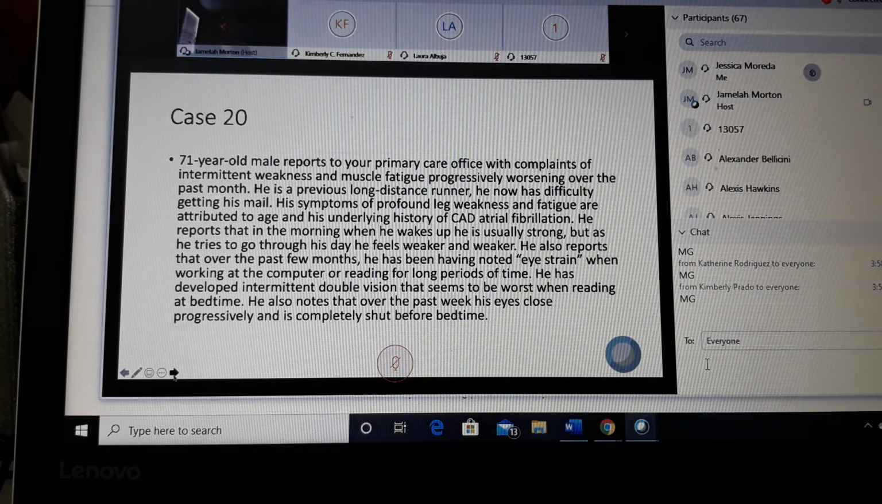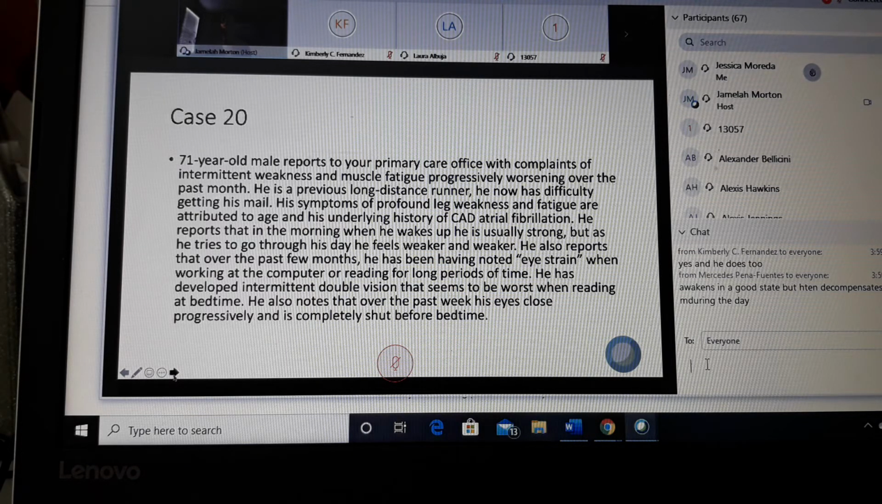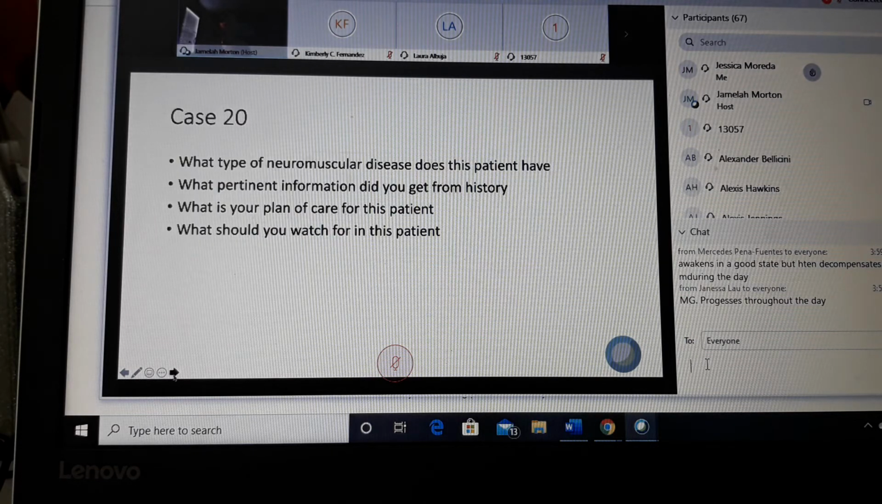He reports that over the past few months, he's been noted to have eye strain when working with the computer or reading for long periods of time. He has developed intermittent double vision and it seems to get worse from reading and at bedtime. He also notes that over the past week, his eyes close progressively and are completely shut before bedtime. We had a situation like this earlier, and a lot of you jumped on it. So is this a neuromuscular disease or is this an intracranial lesion?